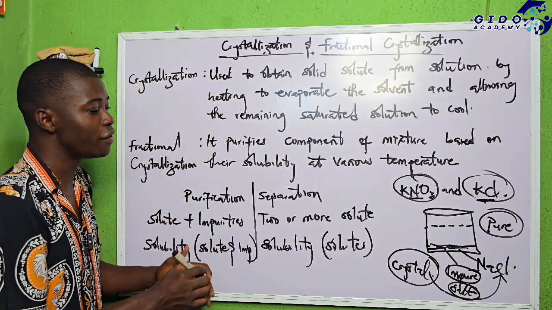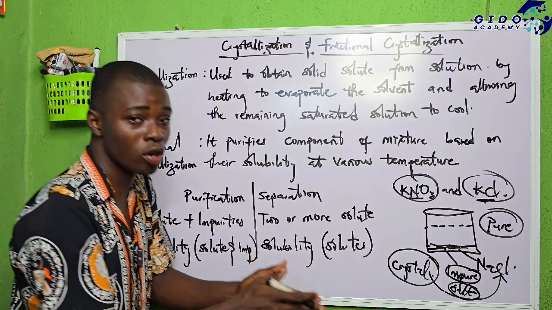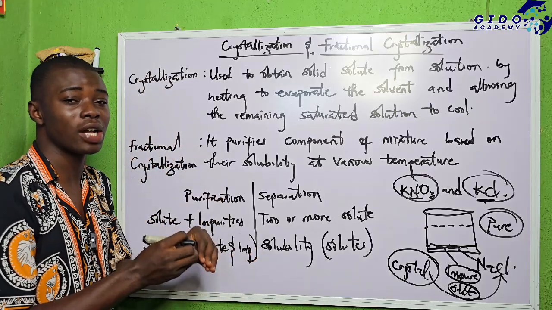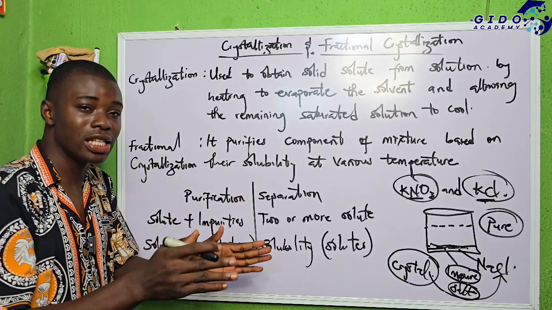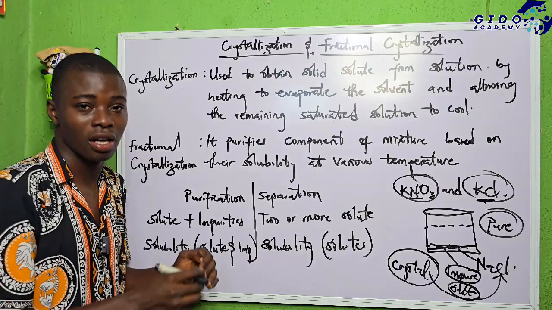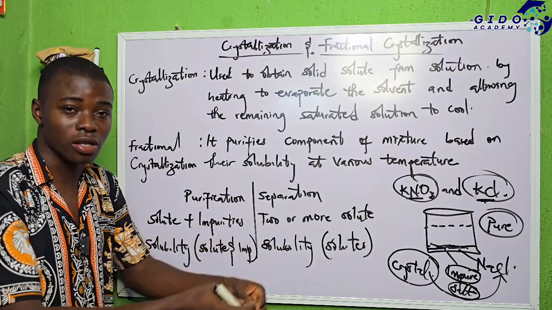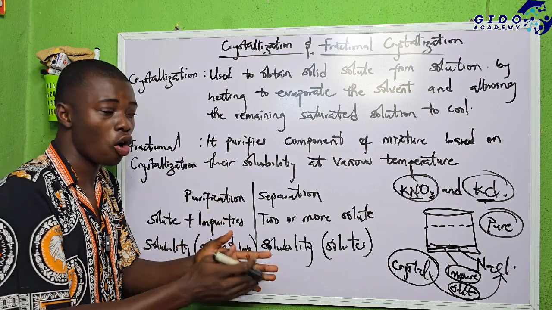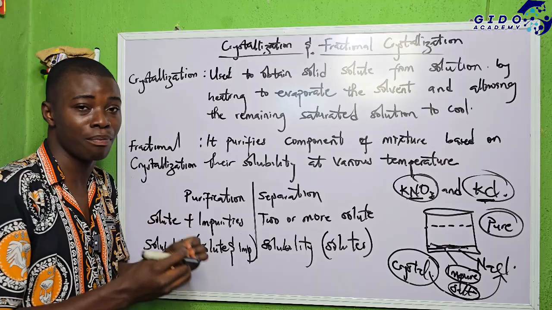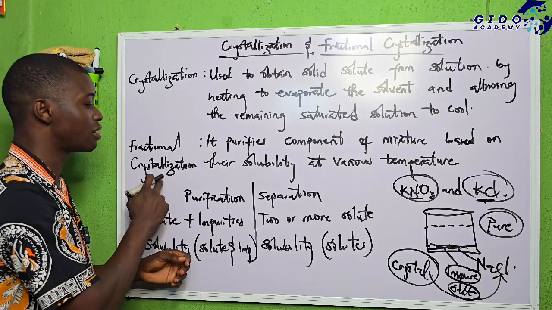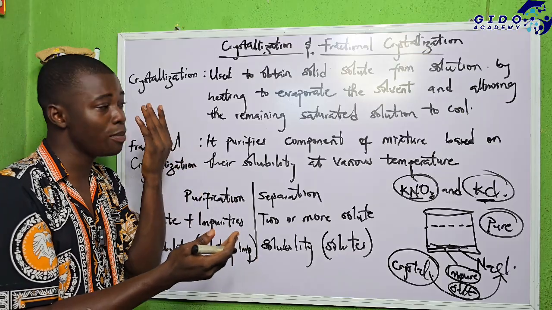So if you see a question like this in the exam and you are seeing two salts dissolved in water, your mind will always go to fractional crystallization. But if you are talking about an impure salt, an impure entity, impure salt, impure sugar, your mind will always go to crystallization. If you have two salts or two sugars or one salt and one sugar, as long as there is a difference in their solubility at different temperatures, your mind will always go to fractional crystallization.